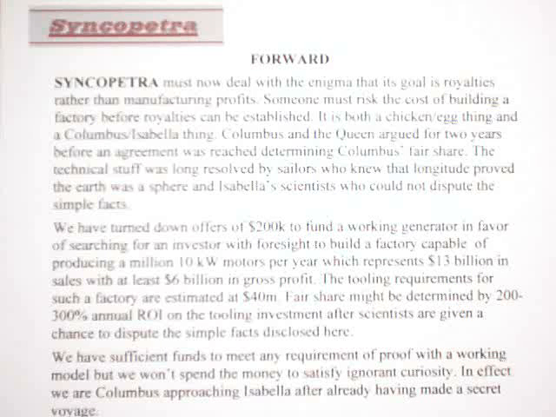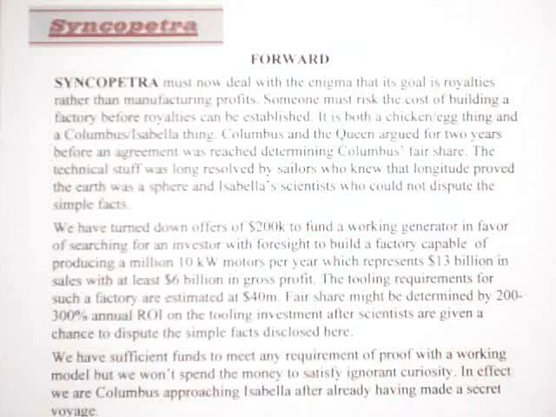The technical stuff was long resolved by sailors who knew that longitude proved the Earth was a sphere, and Isabella's scientists who could not dispute the simple flat facts. We have turned down an offer of $200K to fund a working generator in favor of searching for an investor with foresight to build a factory capable of producing 1 million 10 kW motors per year, which represents $13 billion in sales with at least $6 billion in gross profit.